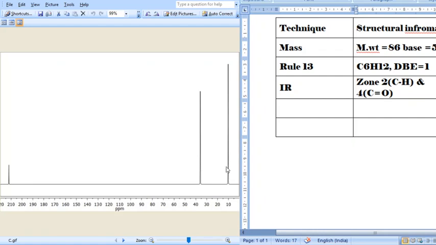It is not 2 carbons, it is 2 sets of carbon. It may be 2, it may be 4, or it may be 6, whatever it is. There are 2 sets of carbon present in the molecule. Now let us see, in the C13 NMR, we confirm this.